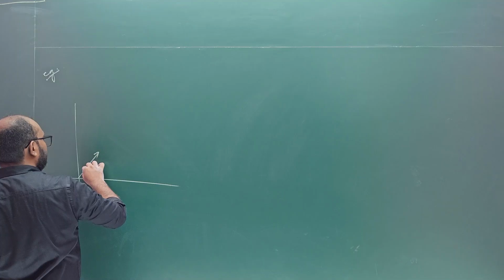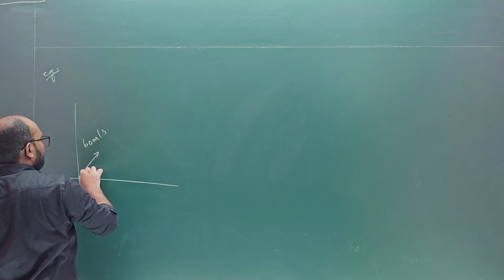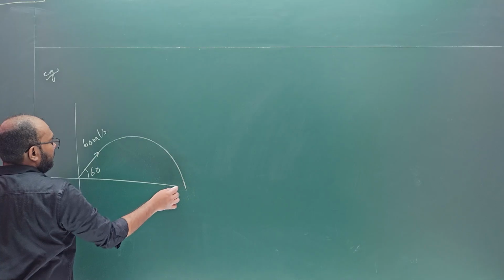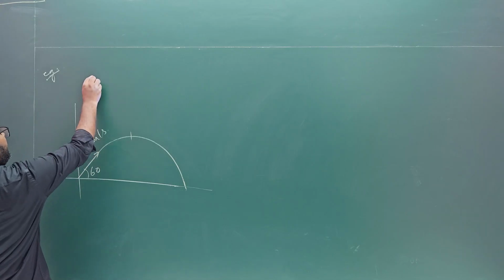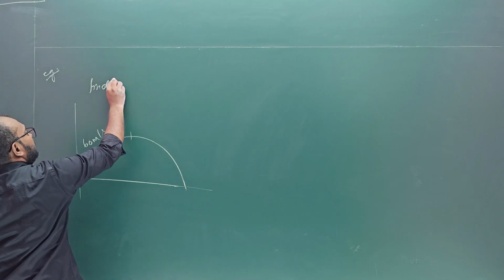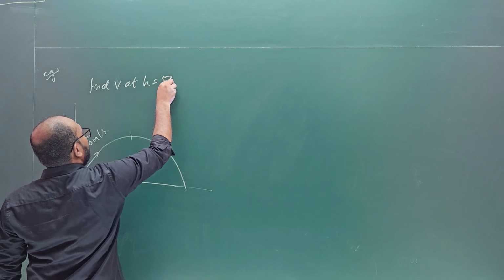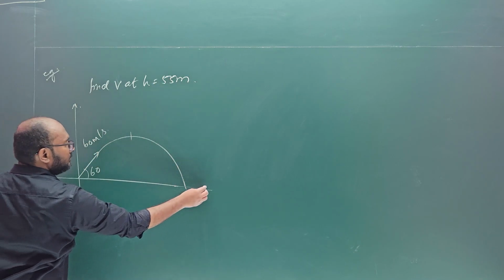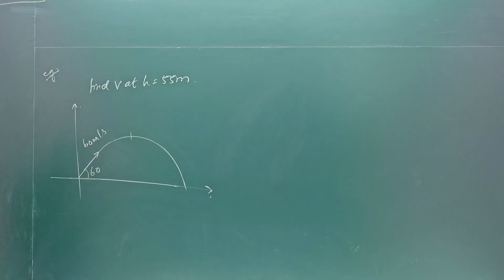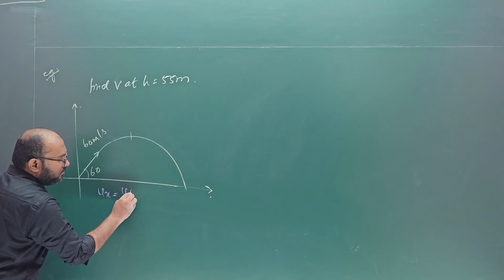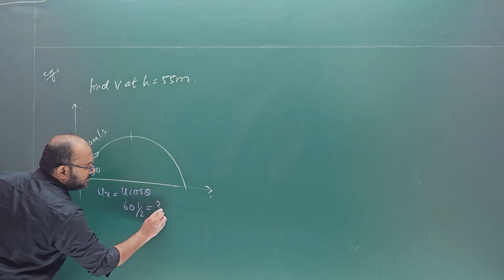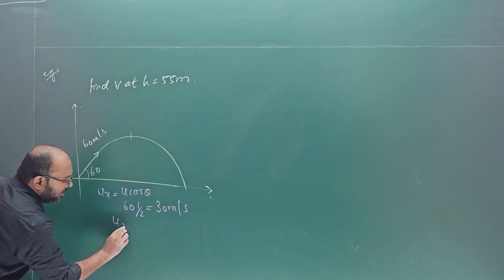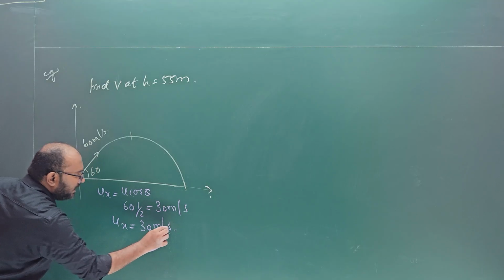Consider an object is thrown at, let's say, 60 meter per second, making an angle of 60 degrees. It will go here. Hmax I don't know. Question is, find the velocity at height 55 meters. Okay, then you have to do one more. So initially Ux is what? U cos theta, and U is 60, cos 60 means half. That becomes 30 meter per second. So velocity along the x-axis is 30 meter per second.